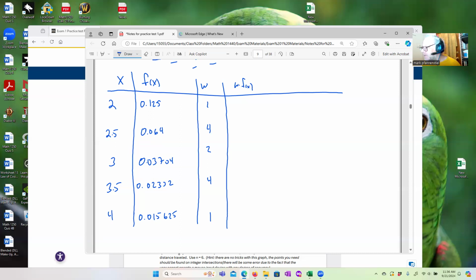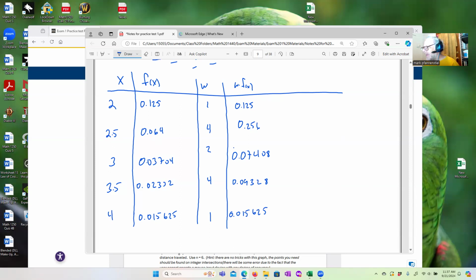So this is going to be 0.125, 4 times this is going to be 0.256. Then we have 0 points where I'm talking about being able to manage your space and make it look like an actual table. So this is 0.07408. Then 4 times that would be 0.093232. And of course, the last one times 1, 0.015625.